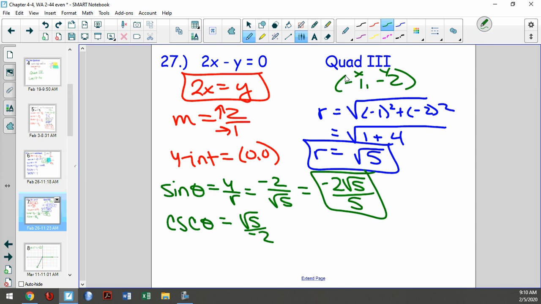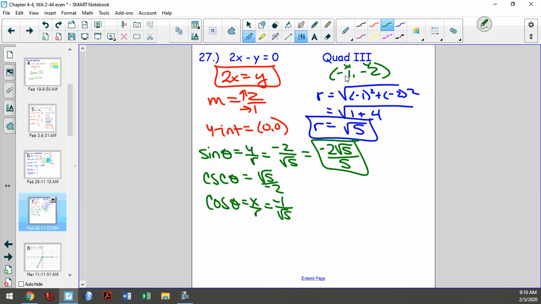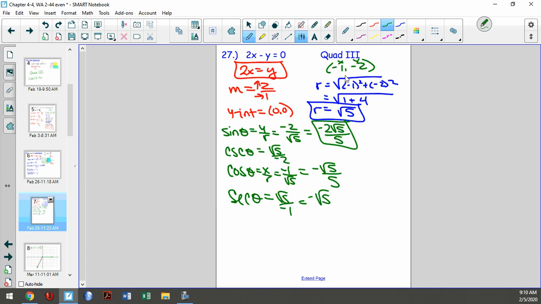Yes? Then I have to find the cosine of theta. That's x over r, so that's going to be negative 1 over the square root of 5. Do I like that? Nope, so that's negative square root of 5 over 5. So if I know the cosine, then I automatically know the secant. The secant is the reciprocal of the non-rationalized cosine value, so that's the square root of 5 over negative 1, which is just negative square root of 5. Then I need to find the tangent. Tangent's y over x, so that's negative 2 over negative 1, which happens to be positive 2. And then the reciprocal of that is what we call cotangent, so that's going to be 1/2.